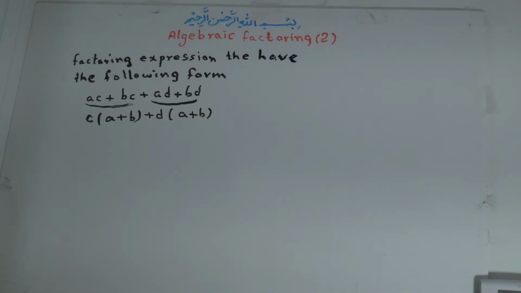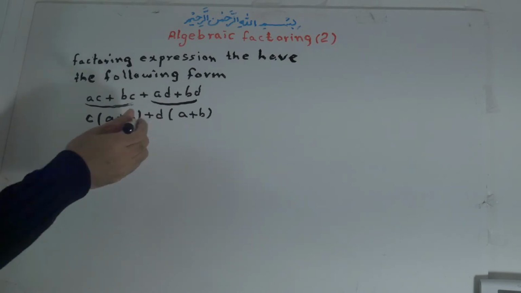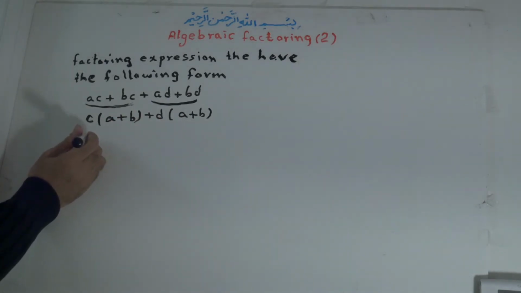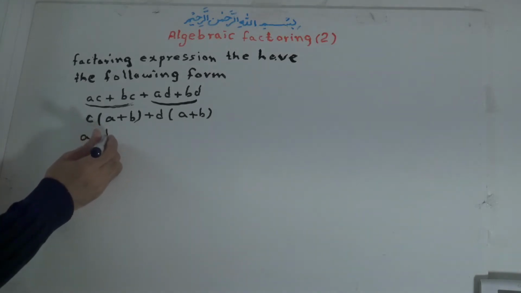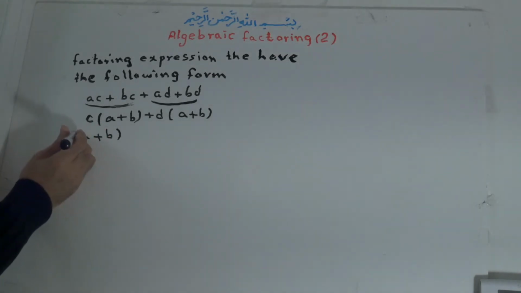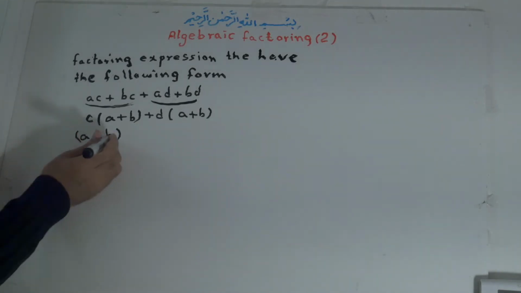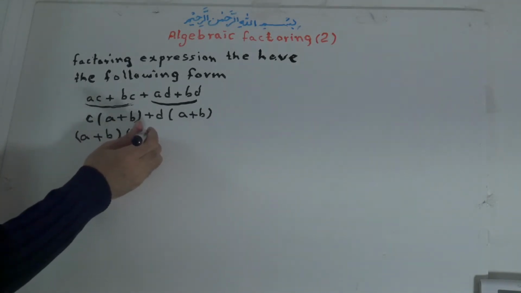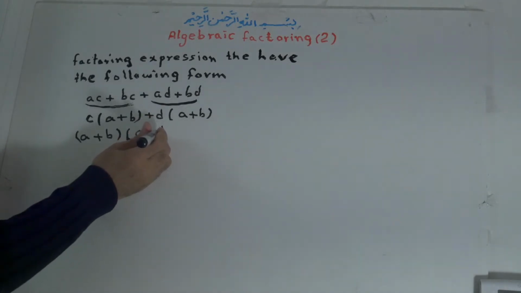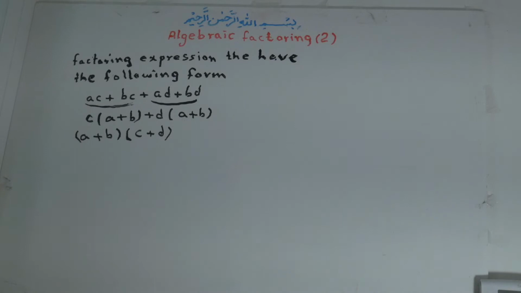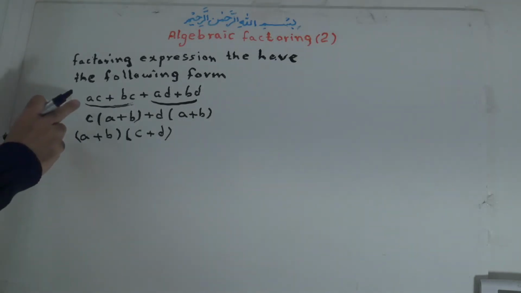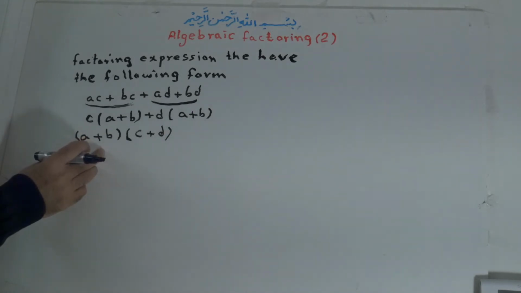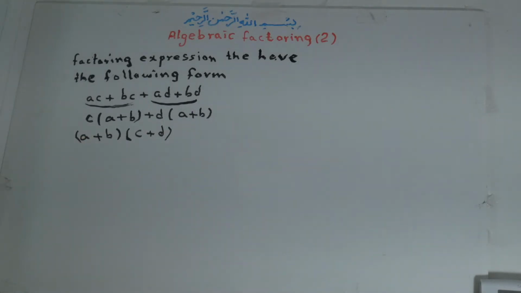Now what we do? When we use the method of factoring number 1, there are two binomial common factors, A plus B in one parenthesis, and C plus D. Now we factor this into two parentheses, or two factors.